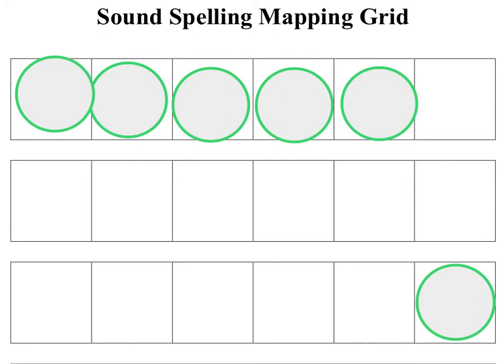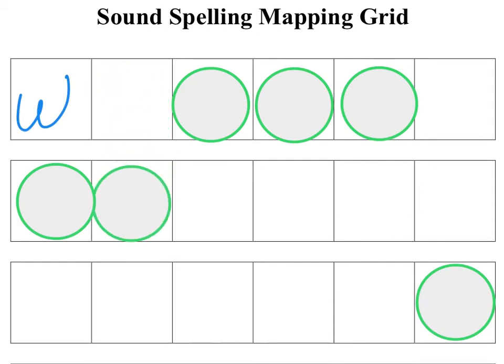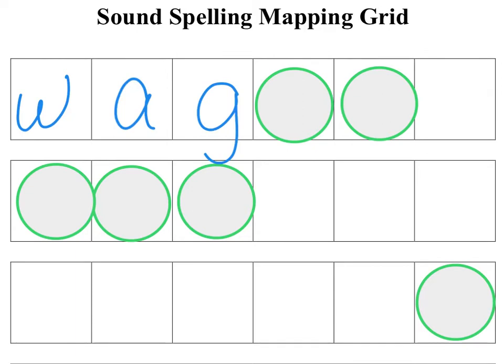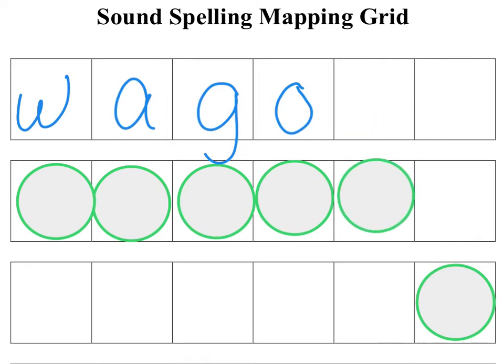Now I'm going to bring down my sounds. W. Think, what letter makes W? It's W. A. A. G. G. A. What letter makes A? O. And N. N. What letter makes N?